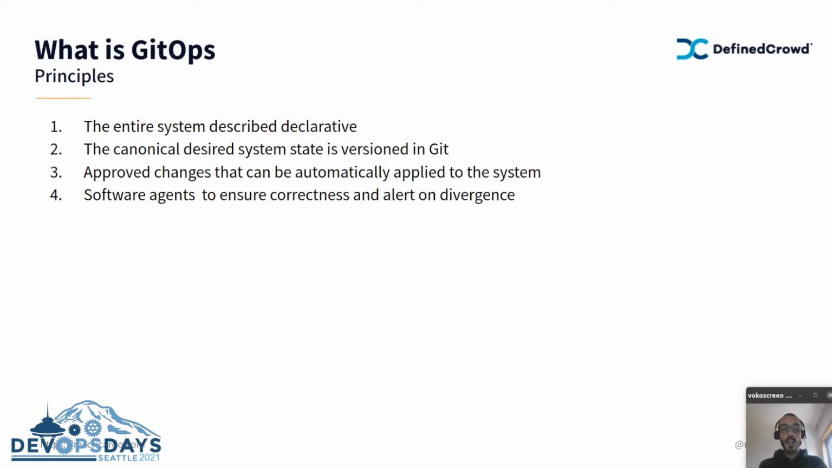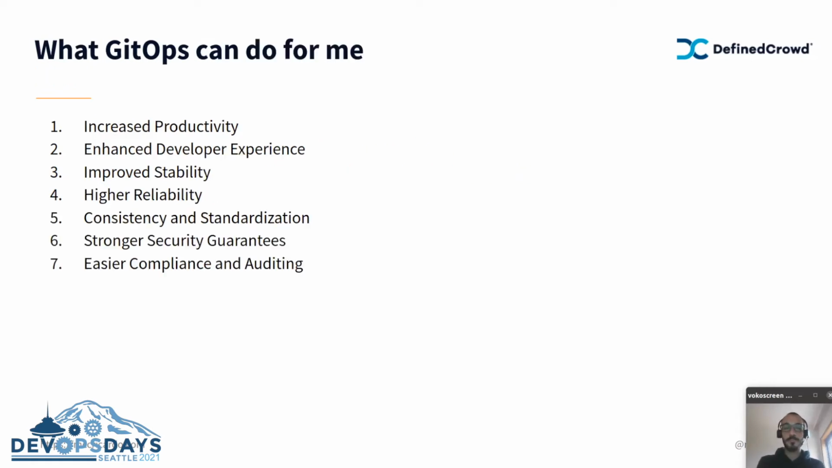And of course, last but not least, a very important component is that software agents need to ensure correctness and also alert us on divergence. What this means is that once our systems are declared in a version control system, a software agent can inform us of any kind of divergence from Git that is applied on a cluster. That agent can actually go the extra mile and do a self-healing process and put everything in the state that it's supposed to be.